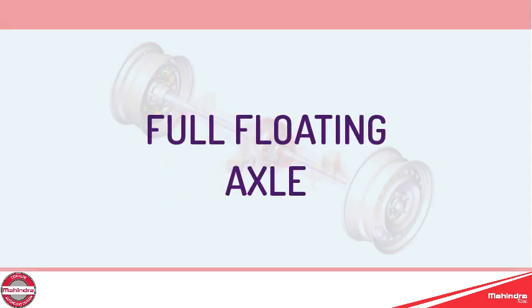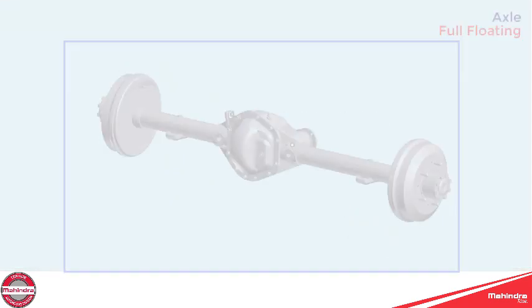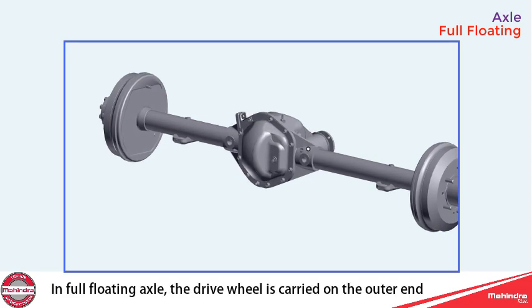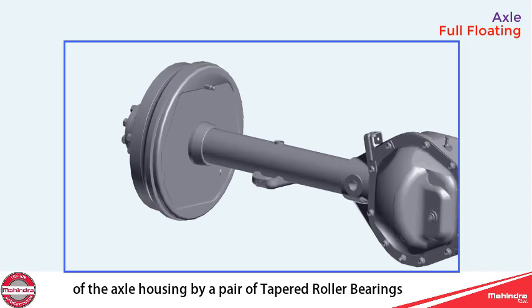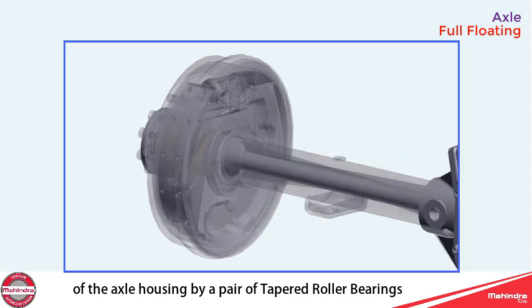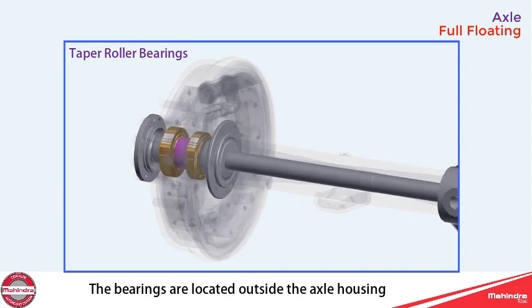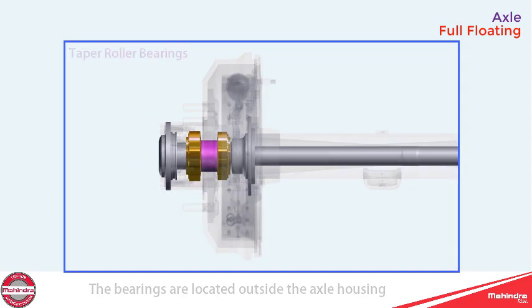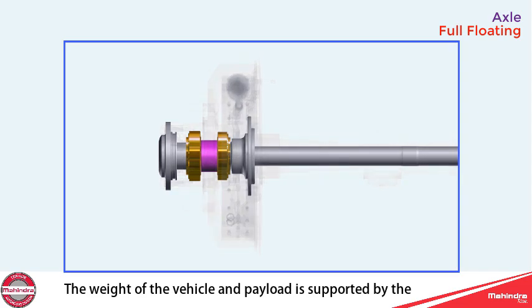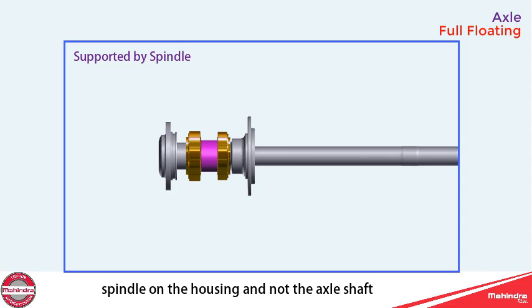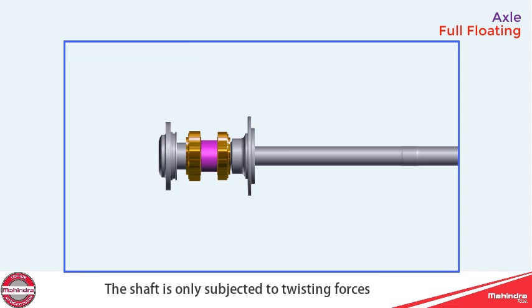Full floating axle. In full floating axle, the drive wheel is carried on the outer end of the axle housing by a pair of tapered roller bearings. The bearings are located outside the axle housing. The weight of the vehicle and payload is supported by the spindle on the housing and not the axle shaft. The shaft is only subjected to twisting forces, that is torque, from the engine.